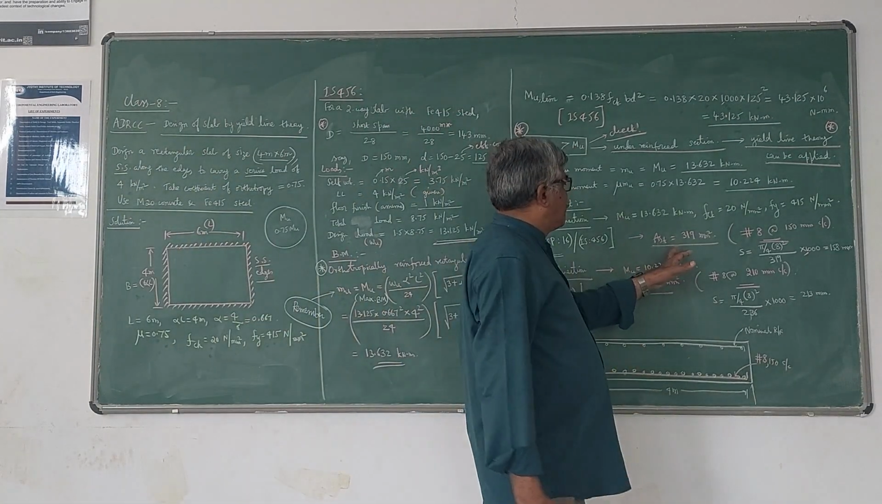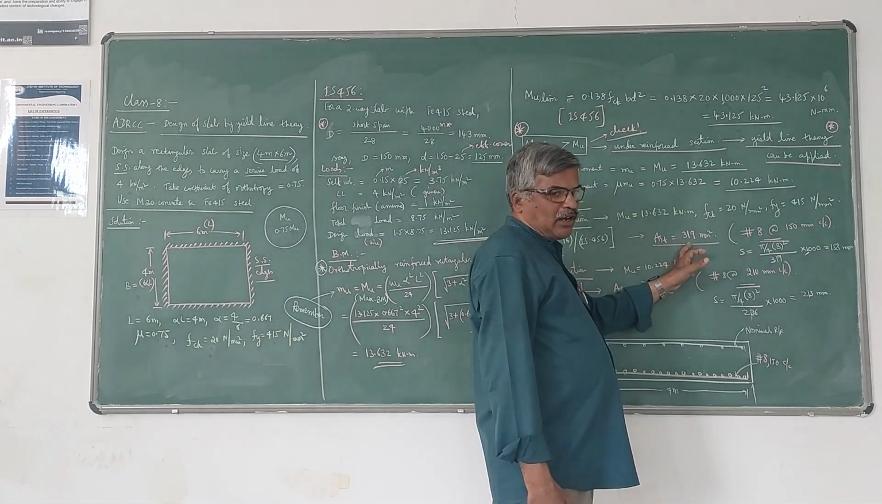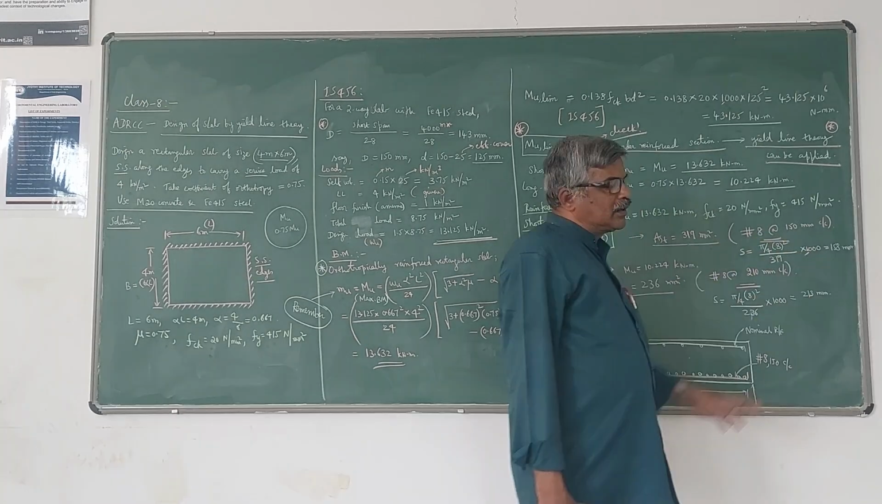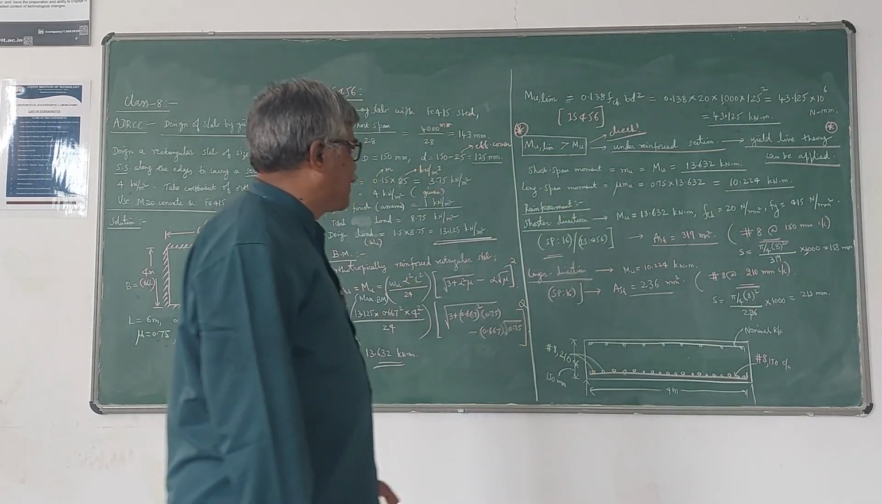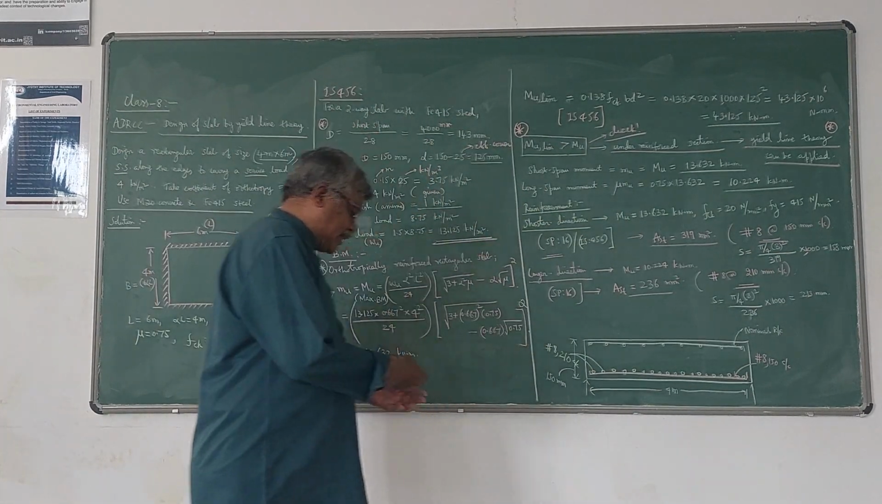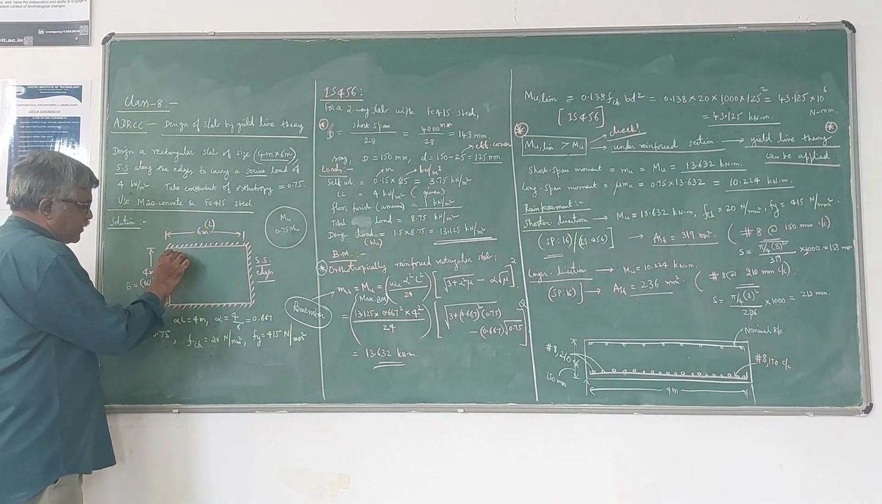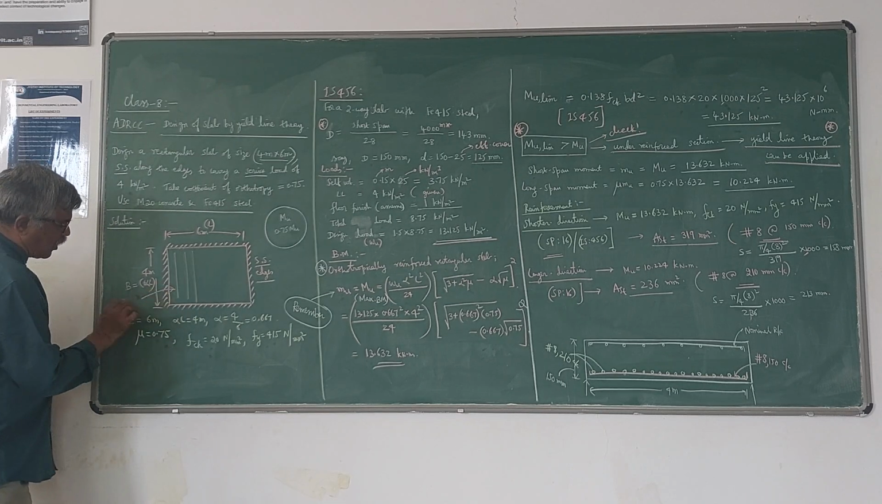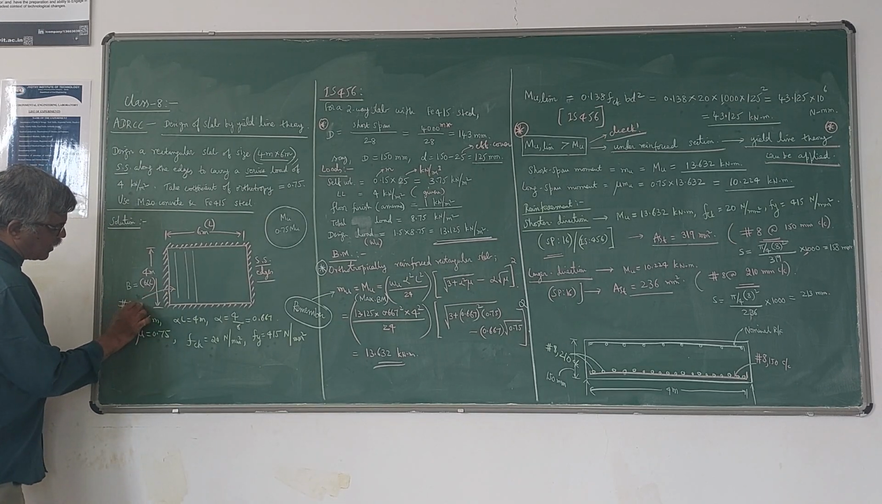So if you want to provide a reinforcement of 319 mm², you have to provide 8 mm bars at 150 mm center to center along the shorter direction. Along the shorter direction is this one. So this reinforcement now becomes T8 at 150 center to center.